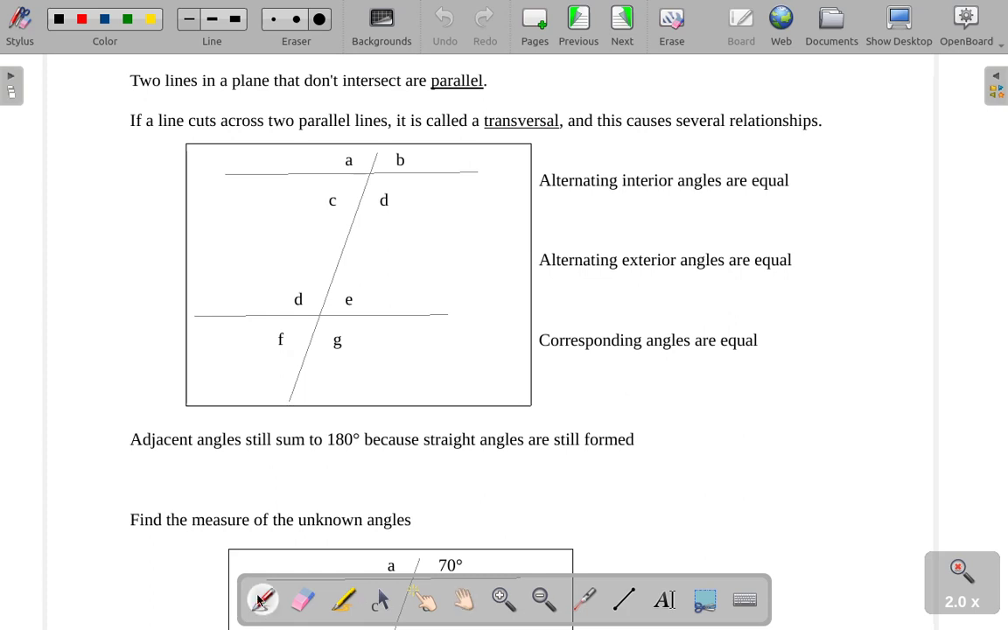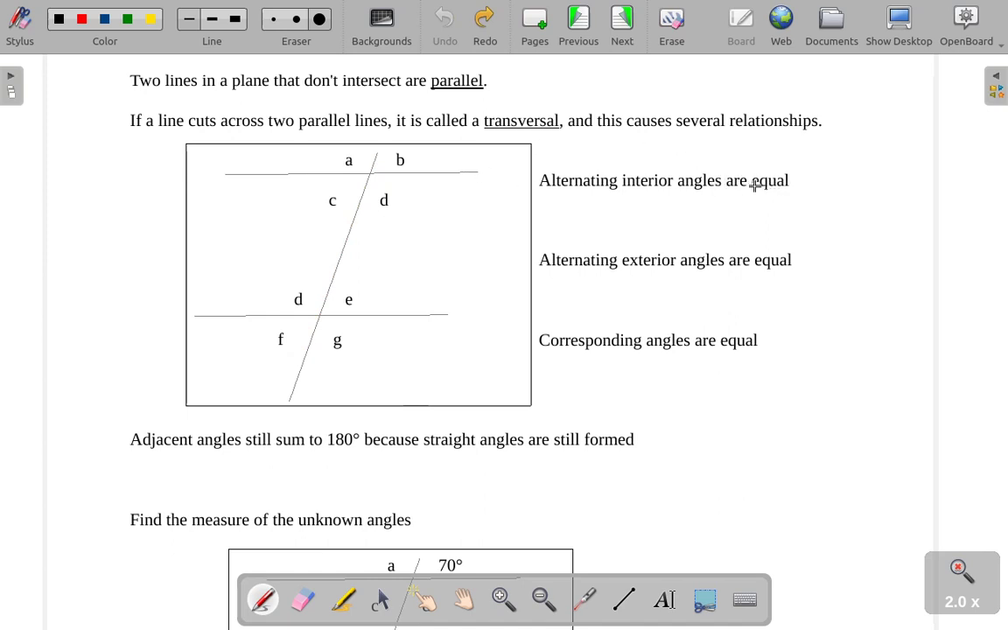Let's look at a few more relationships that happen. This time we're looking to see what happens when we have two parallel lines and another line that goes through them. We call this line that goes through them a transversal. So this line right here would be the transversal, and these two other lines are parallel to one another. So when this happens, we have, like I said, several relationships.